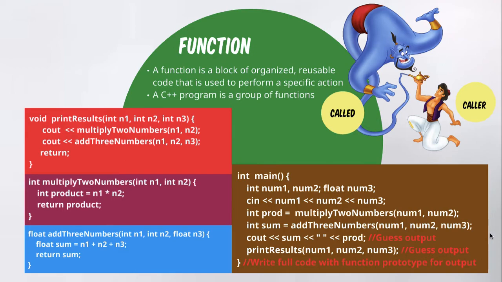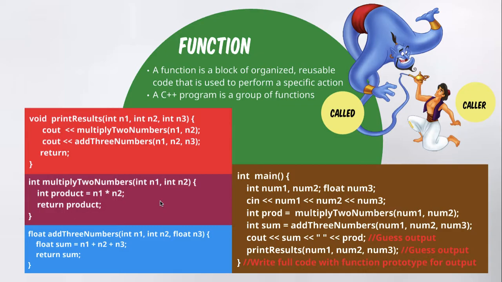Now let us look at a real C++ program with multiple functions inside it. In this slide, you can see 4 different functions. The first one is the main, which is the entry point of the C++ program. The other 3 functions are print results, multiply 2 numbers, and add 3 numbers. Let's have a closer look at each of them.